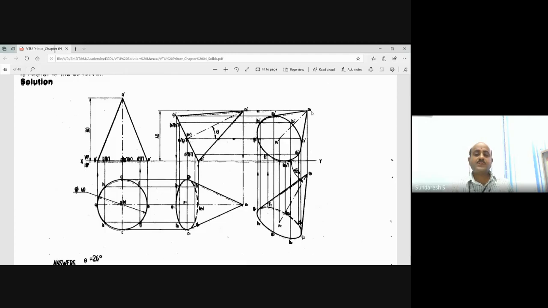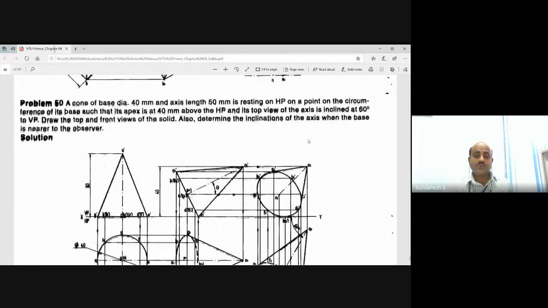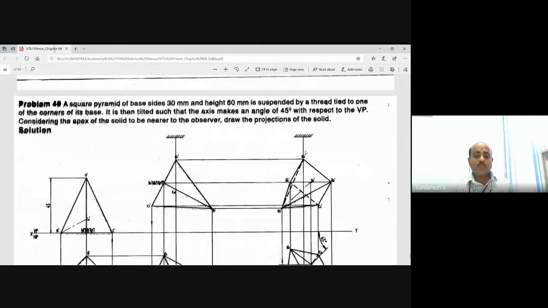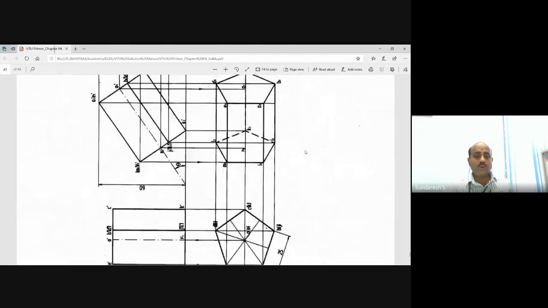Okay, so this is what we call the cone. These are very simple problems we get on cones. Of course, cones are also asked in your exam, so no need to neglect cones. So this is the problem on a cone. There is one more problem on cones.